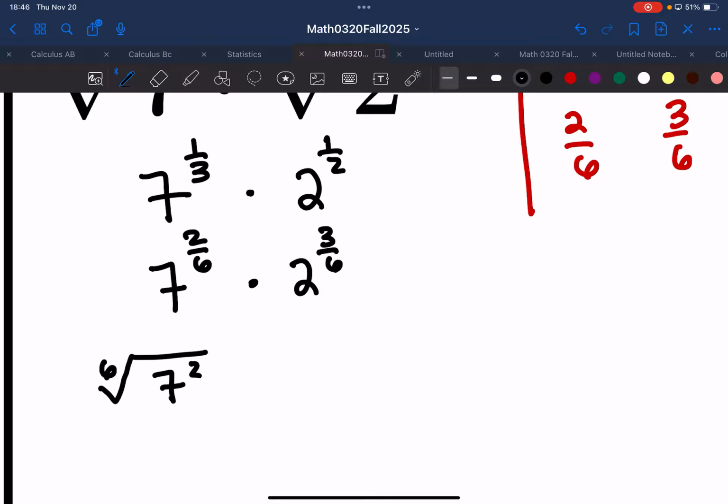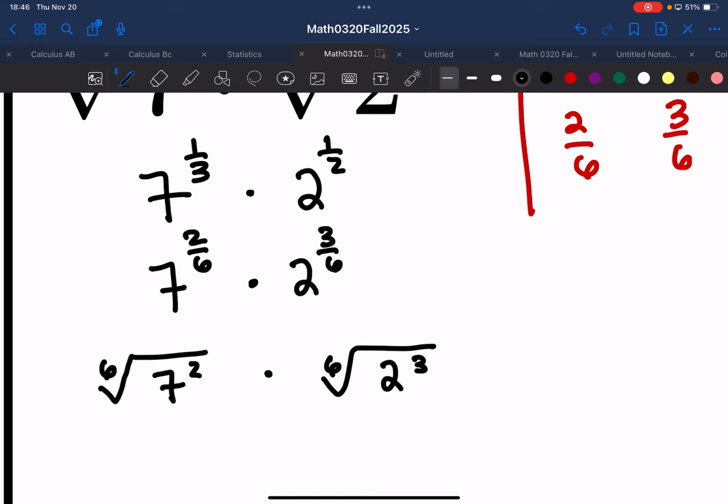Where'd you get the 5 from? Oh, I added them together, my bad. Oh, okay, yeah. We can't add them together because they're different bases. So we have to turn them individually back to their corresponding radicals. So how would I change 2 to the 3/6 back? 6th root of 2 cubed. Correct.